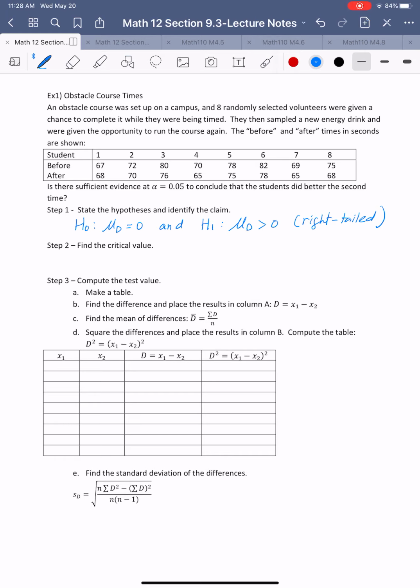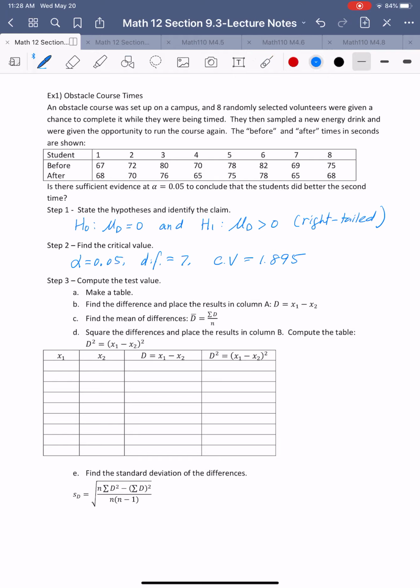Okay, so find the critical value. Since alpha equals 0.05 and the degree of freedom is going to be 7, the critical value comes out as 1.895. Then compute the test value. So we're going to make a table. We have a table here, and then find the difference and place the results in column A.